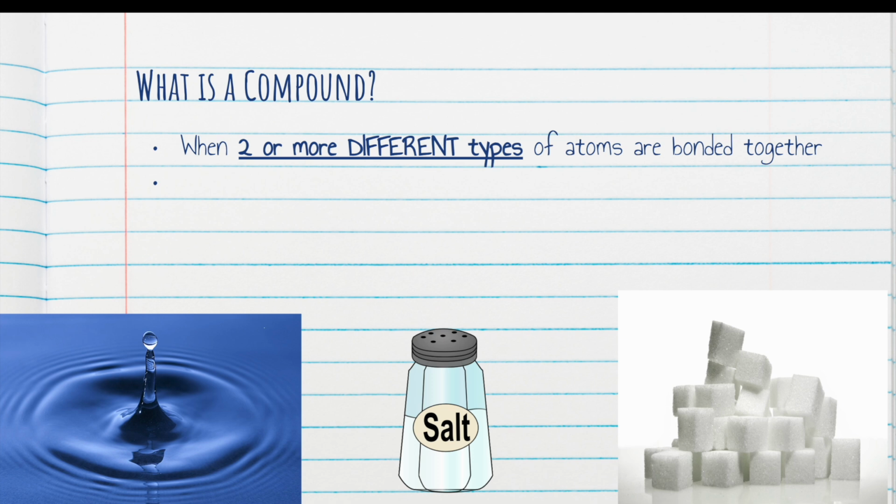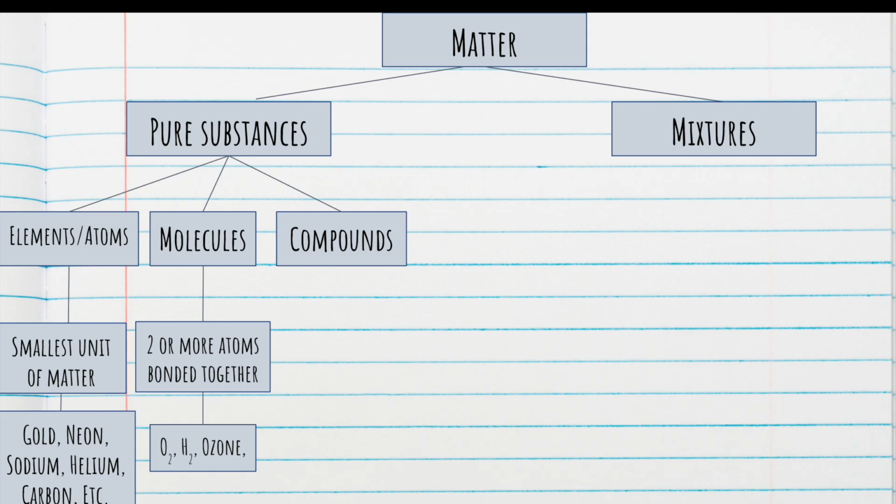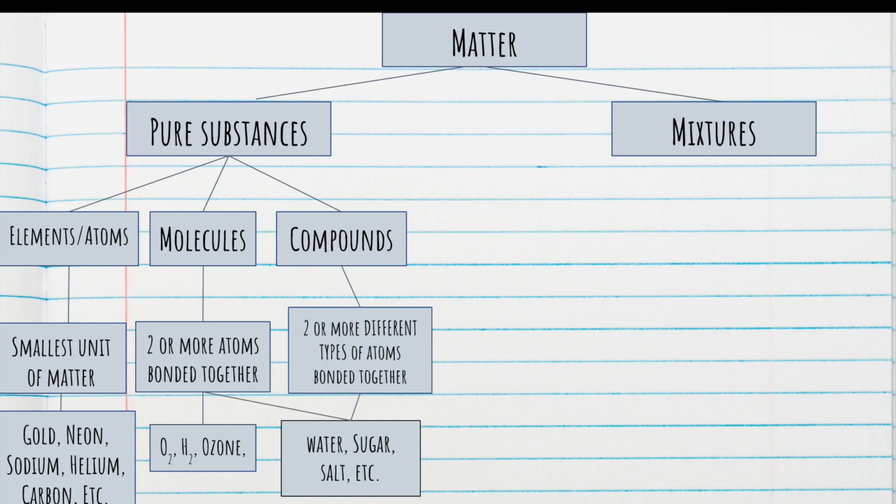We're seeing a little bit of a similarity here, right? So let's add this onto our compounds section: when 2 or more different atoms are bonded together, and we have our water, sugar, and salt. But as you can see here, I tweaked the concept map from earlier, and I made it a little bit more accurate. Water, sugar, and salt are also connected to molecules, because they have 2 or more atoms bonded together.